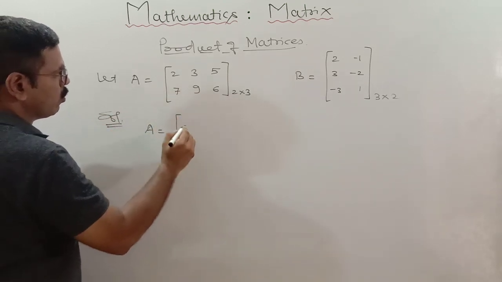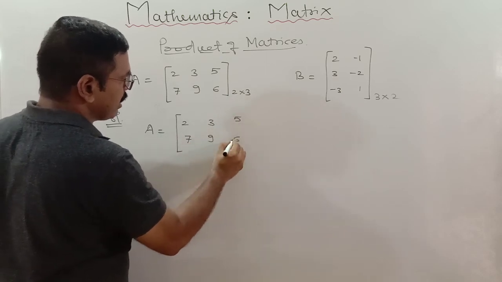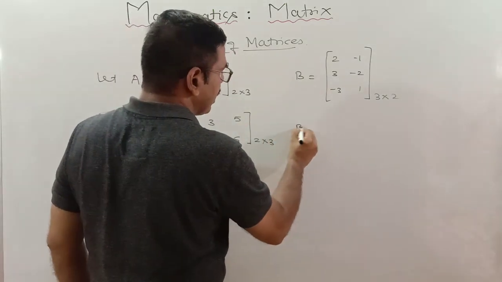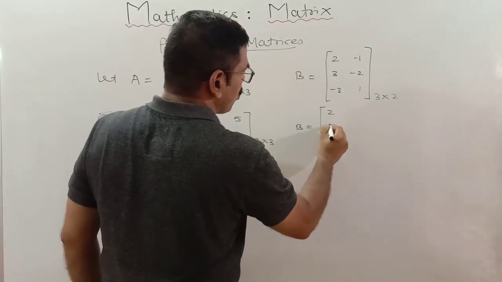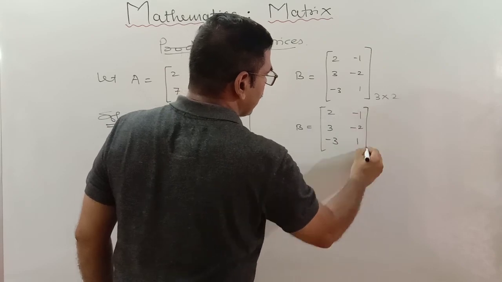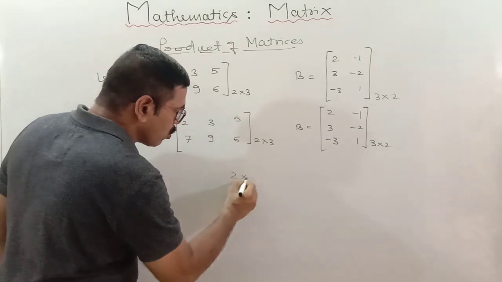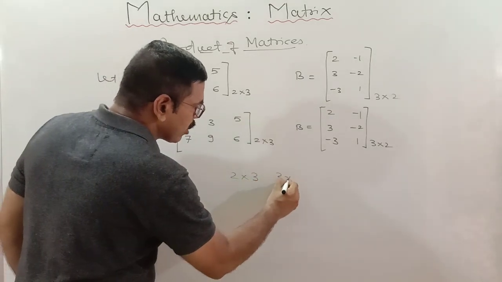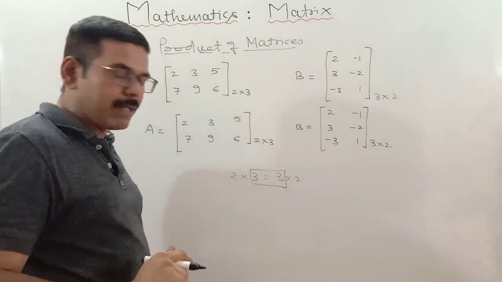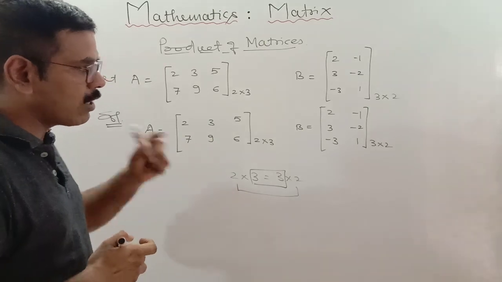A is equal to [2 3 5; 7 9 6]. Its order is 2 cross 3, and B is [2 -1; 3 -2; -3 1]. Its order is 3 cross 2. चलिए हम ऑर्डर को क्लोज रखते हैं. 2 cross 3 and 3 cross 2. This is equal to this, means yes they are multiplicable, and the order of the new matrix is 2 cross 2. नया मैट्रिक्स बनेगा 2 cross 2 का.